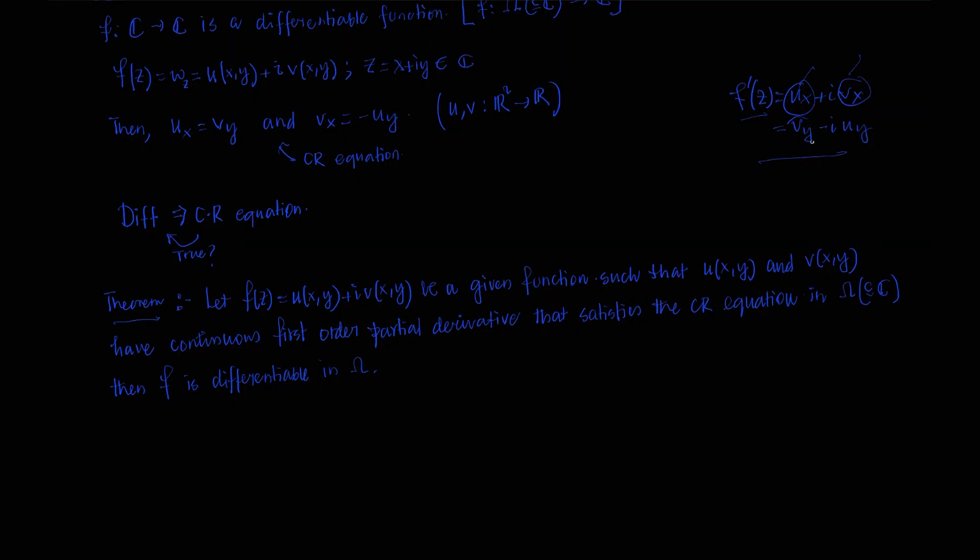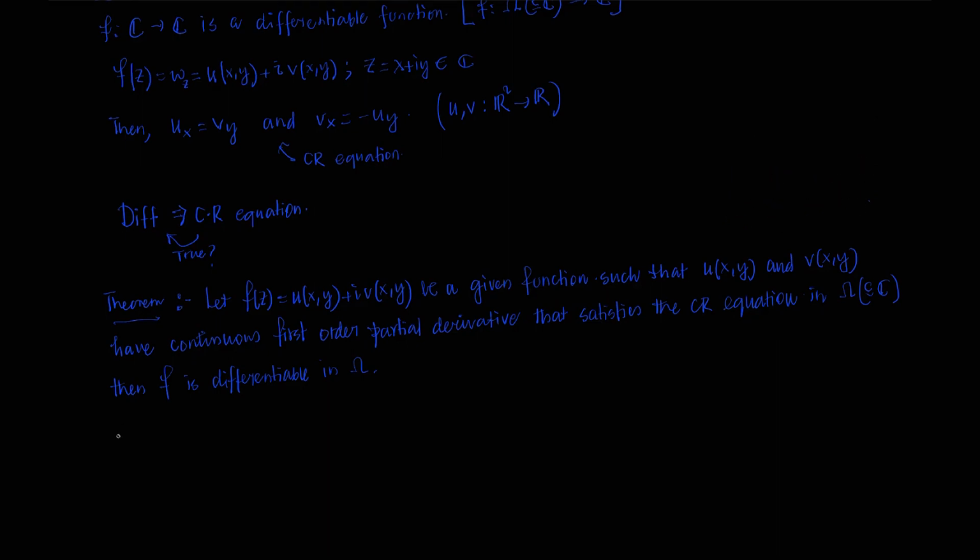Now the question is: what about the other way? Let's say the CR equation is satisfied. Can we say that the function is differentiable? This theorem says that yes, you can, given that u and v have all partial derivatives. So u has partial derivatives ux and uy, and v has partial derivatives vx and vy. What this theorem says is all these partial derivatives must exist and they are continuous. So those partial derivatives have to be continuous, not the function itself. Clear? I hope this is clear. So that is differentiability.